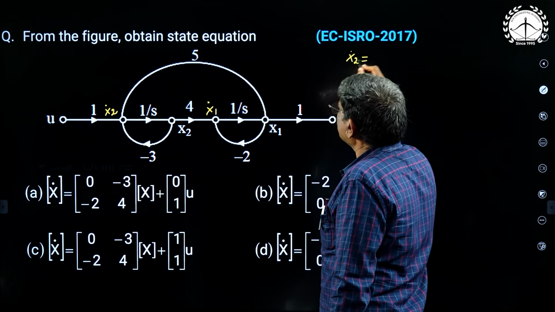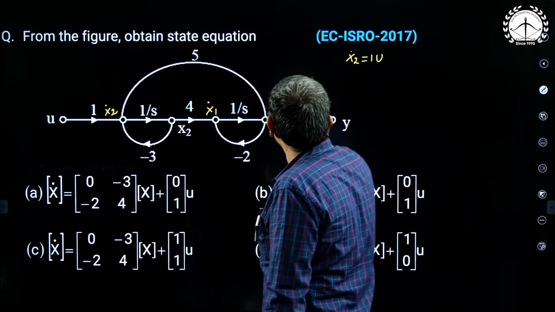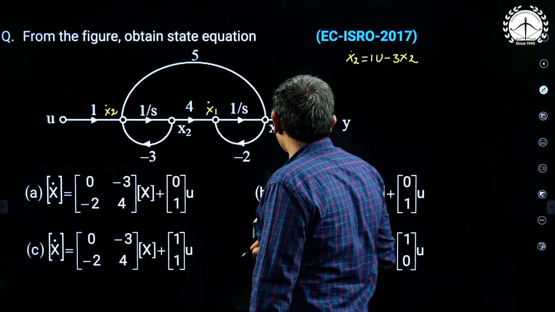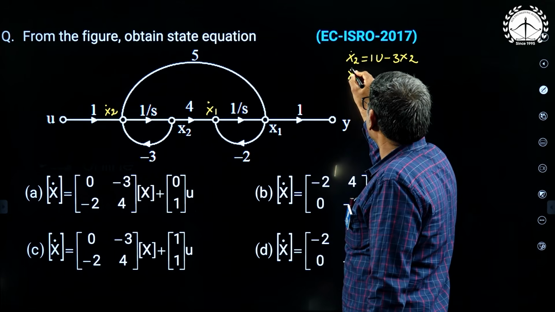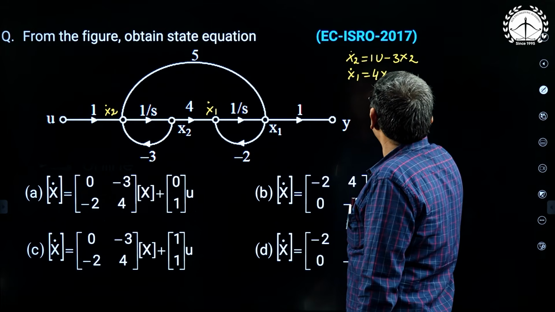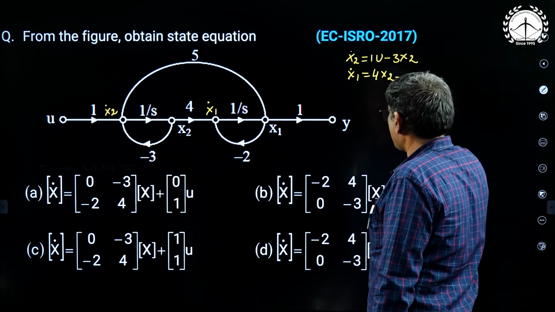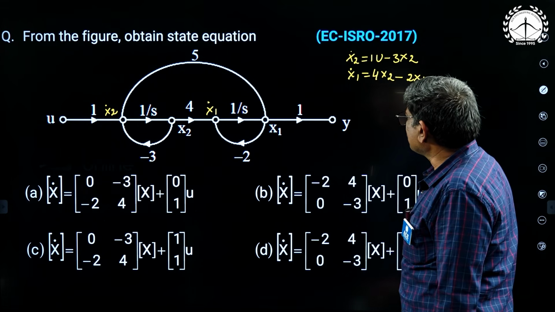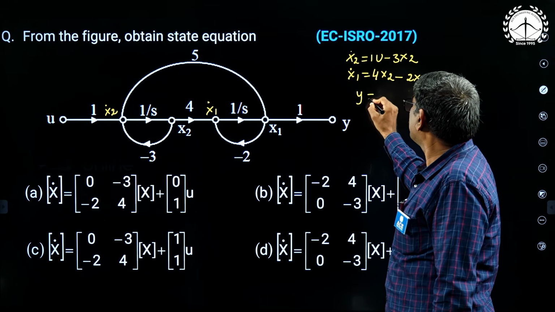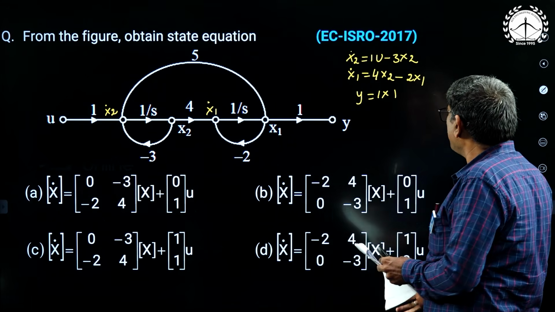x2 dot equal to, what does the equation tell? 1 into u, then minus 3 into x2. Yes or no? 2 incoming branches. Next, similarly x1 dot. What do we get for x1 dot? 4x2 minus 2x1. Yes or no? Then y equal to what? Y equal to 1 into x1.